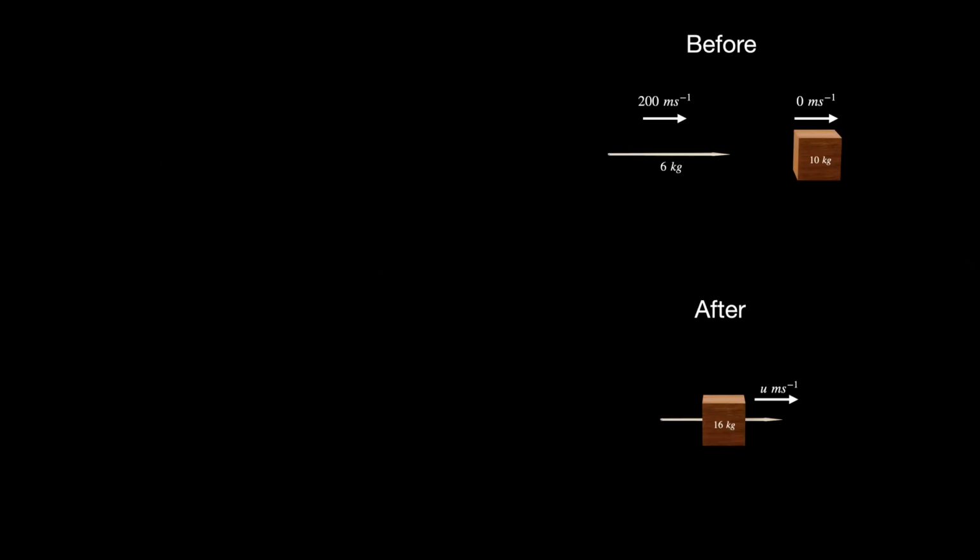In this example, a 6 kg spear is stopped by a 10 kg wooden block. If the spear is hurled at 200 meters per second, we need to determine how fast the wooden block, pierced by the spear, will move. To solve this problem, we will use the principle of conservation of momentum, which states that the total momentum before the collision should be equal to the total momentum after the collision.